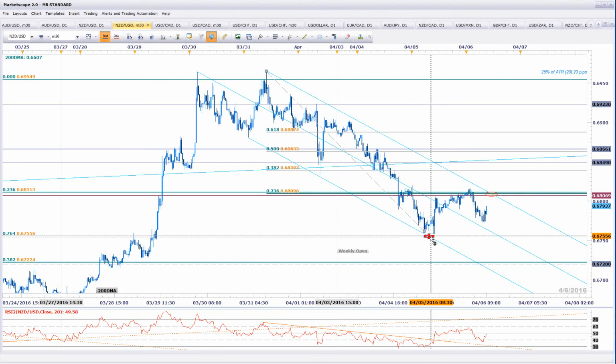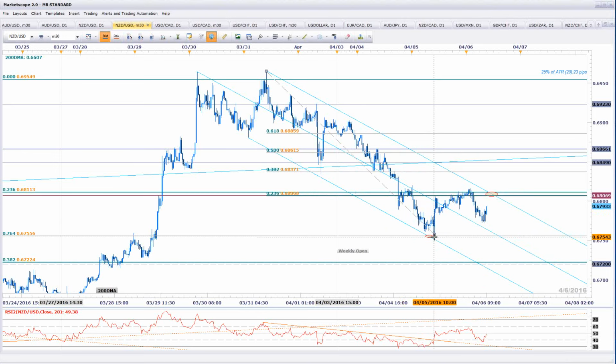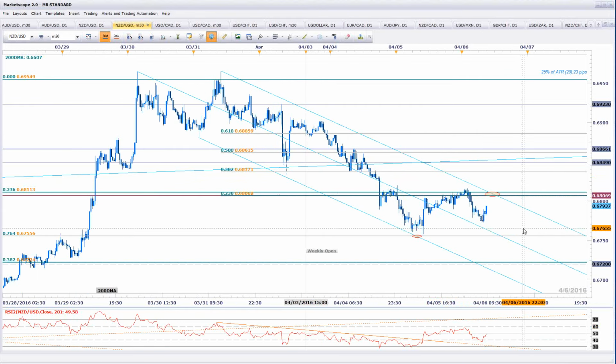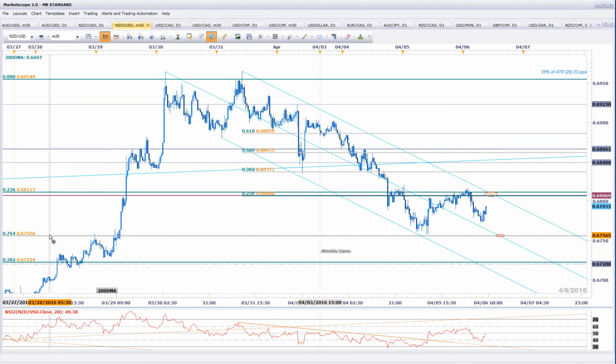And we said, I don't have any conviction in this low. We came back, tested it again after the webinar. It held. We broke above the median line. Now I can tag on this retracement with some conviction. And you can see that the 236 converges on that upper median line parallel. Okay, and as far as support's concerned, well, that's just as easy as well. The median line also converges on the 764 retracement of the advance.